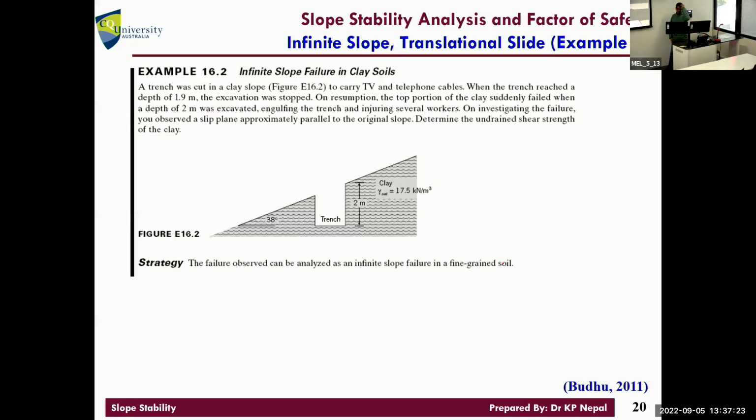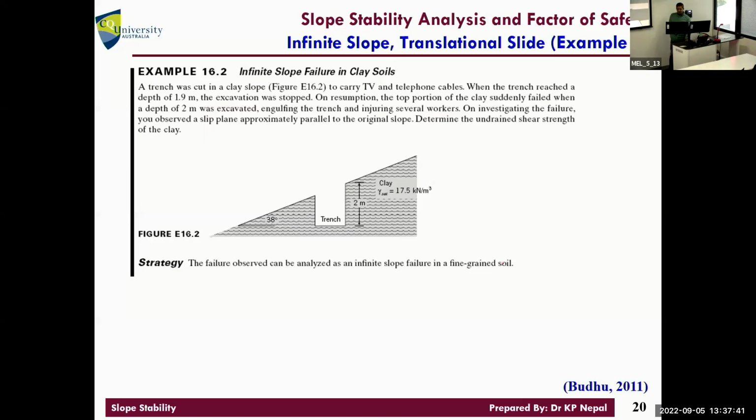On investigating the failure, you observe the slip surface is approximately parallel to the original slope. That means infinite slope failure. All right. Then determine the undrained strength. What is the C value for that soil?